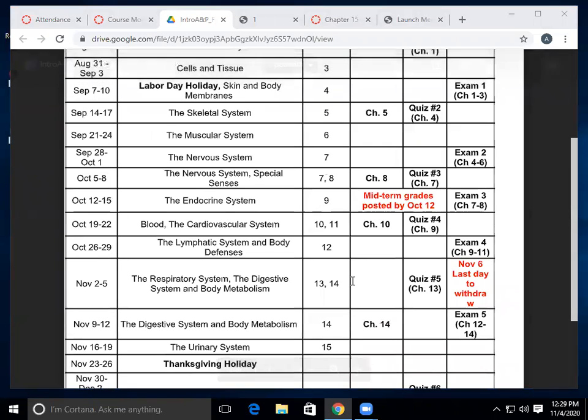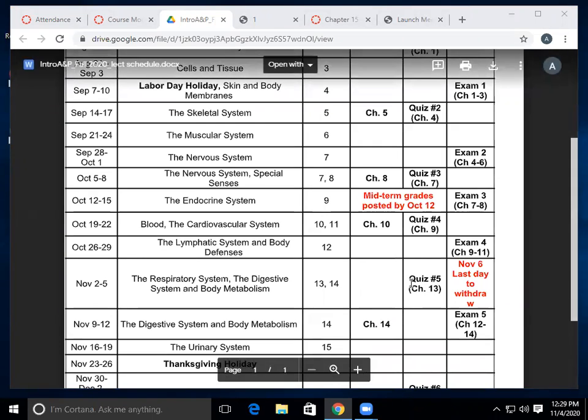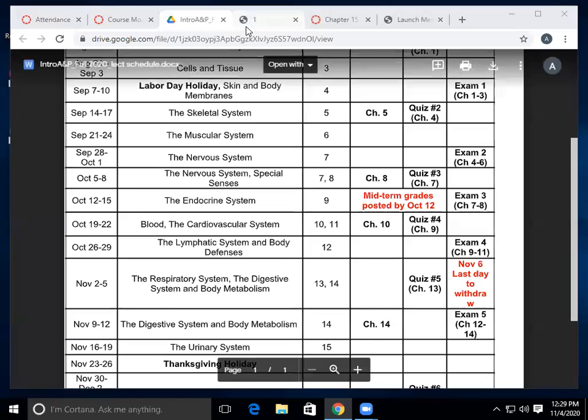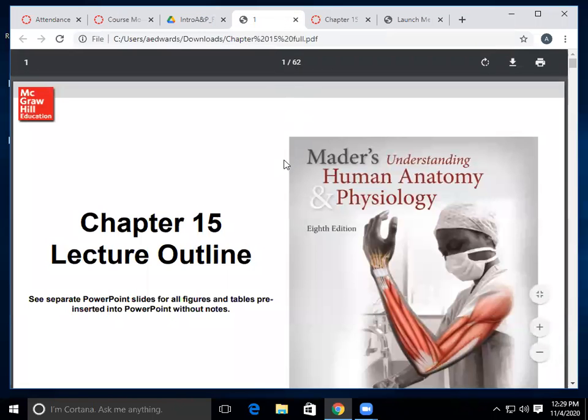So we are still in the week of November 2nd through the 5th, covering the digestive system, respiratory system. So we finished respiratory system, so we're going to cover digestive system. And also just keep in mind, you do have quiz 5 over the respiratory system this week. Okay, quiz 5 over respiratory system.